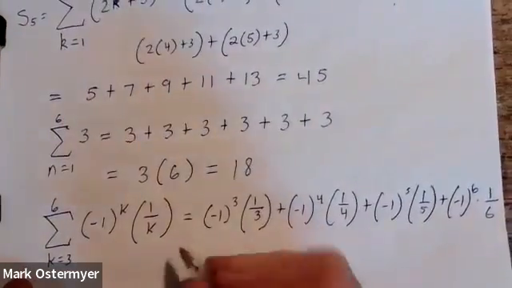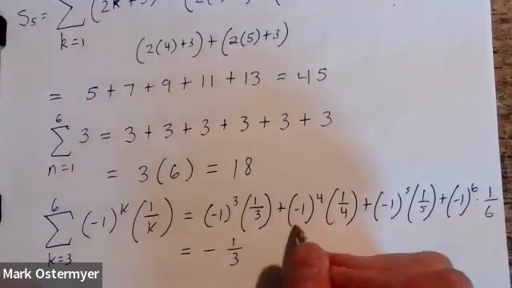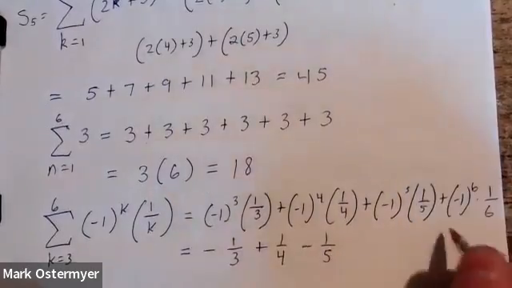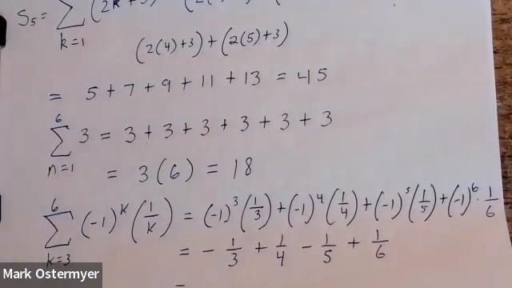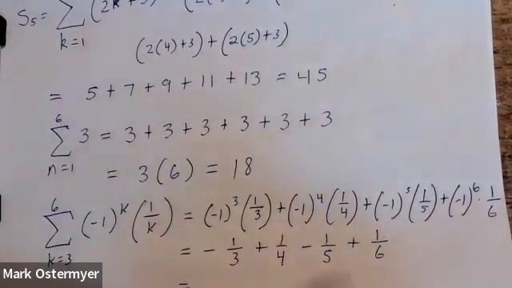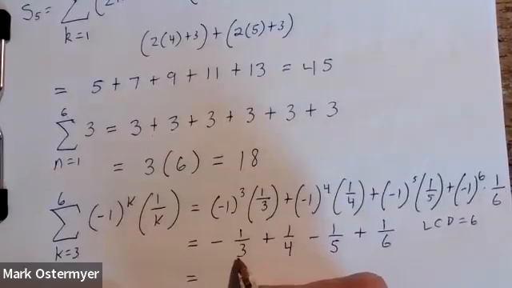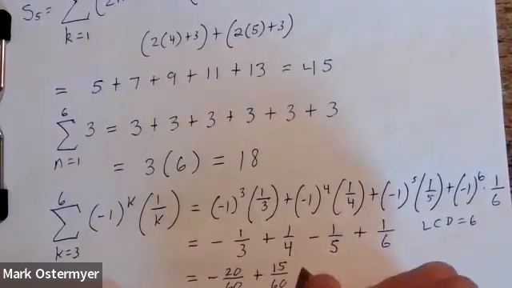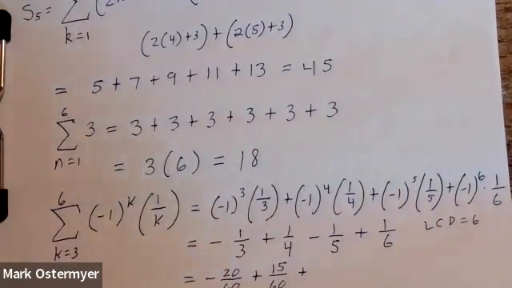Now, -1 to an odd power is going to be a -1. -1 to an even power is going to be a +1. So this is going to be -1/3 plus 1/4 minus 1/5 plus 1/6. All right, and to add these together, we would need a common denominator, which is 60. Multiplying this by 20 over 20 to build it up to -20 over 60. Multiplying this by 15 over 15 to give us 15 over 60. This by 12 over 12 to give us minus 12/60.